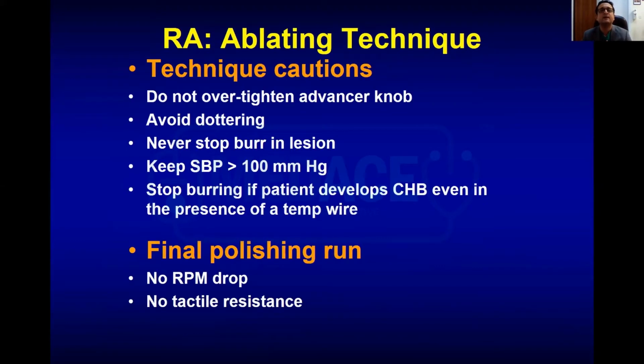So some of the technique cautions, where I see some of the people making mistakes, is they always over-tighten this advancer knob. So you check everything outside, you go in, and everything is ready for rotablation, and then you start cineing or fluoroing, and then you have tightened the knob so hard that you can't really open it.